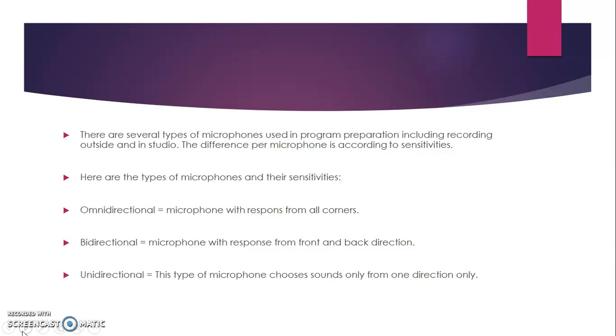The differences between microphones are according to their sensitivity. Here are the types of microphone and their sensitivities. First, omnidirectional, which is a microphone that responds from all corners. Bidirectional, a microphone that responds from the front and back directions. Unidirectional, this type of microphone picks up sound from only one direction.